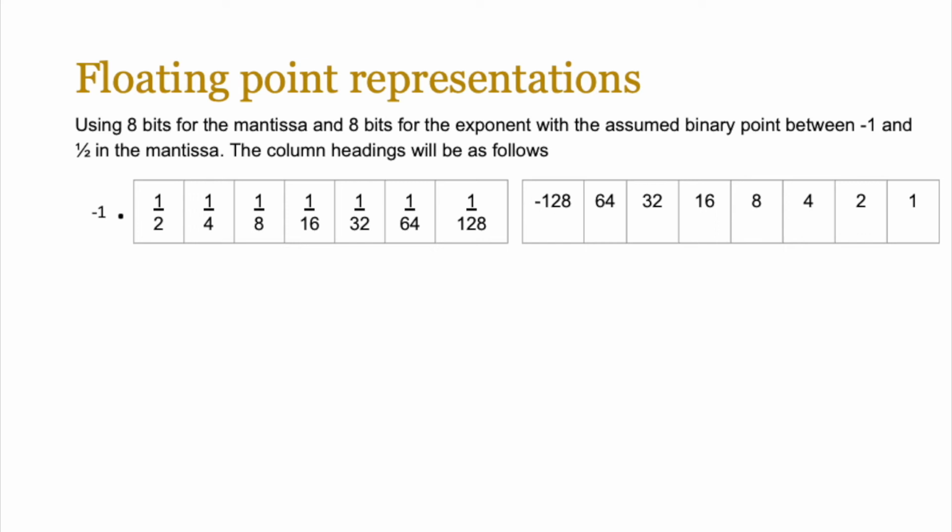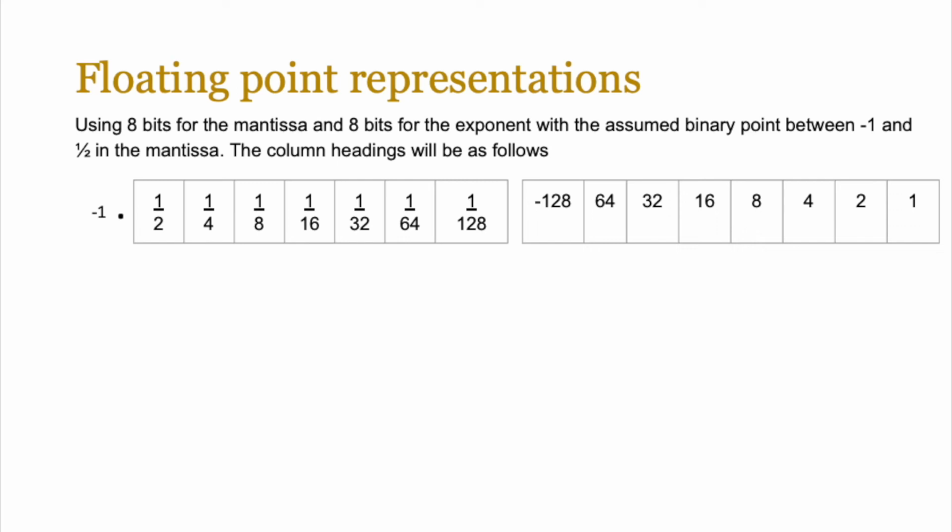Using 8 bits for mantissa and 8 bits for exponent, with the assumed binary point between -1 and a half in the mantissa, so that means immediately after the sign bit, the column headings will be as follows. The left-hand part is the mantissa, the right-hand part is the exponent. You start with -1, that's basically where the sign bit is. Then you have the binary point, then you have the half, quarter, eighth, 1/16, 1/32, 1/64, and 1/128.